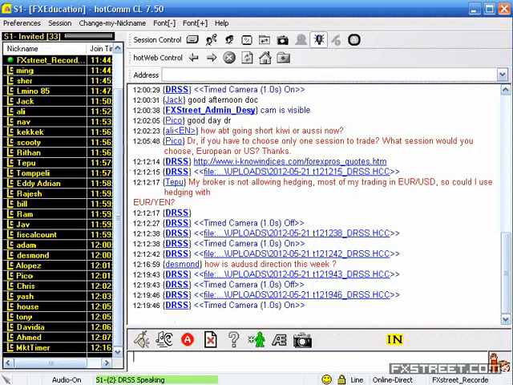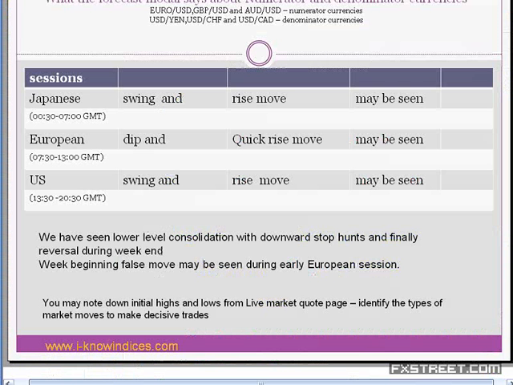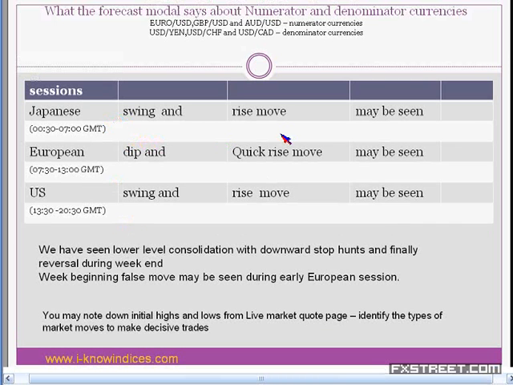Let me go back to the PowerPoint presentation. So we have seen the initial lows and the highs. They have not breached the initial low and high in any of those currencies. Coming to the forecast, the expected market moves for today: swing and rise are the expected moves during the Japanese session.